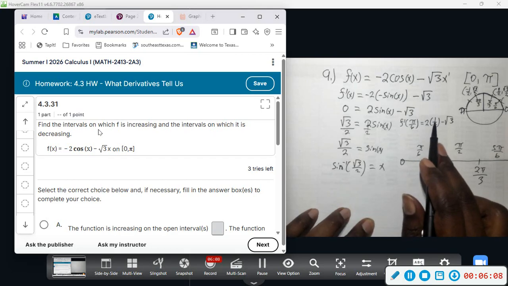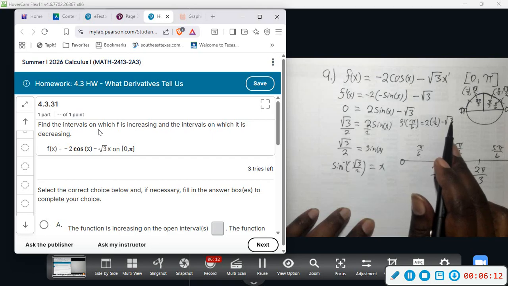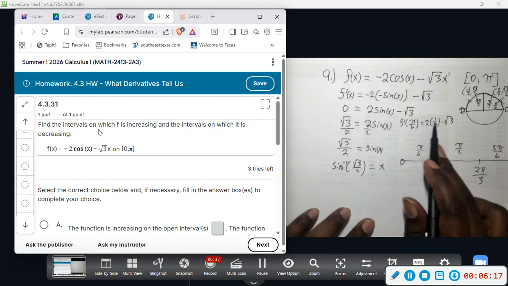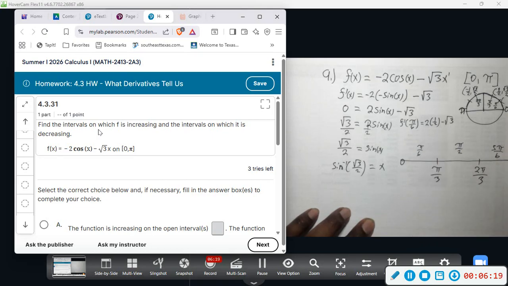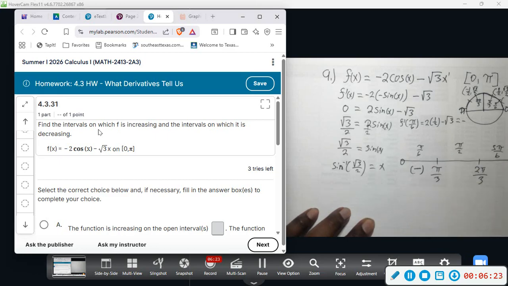Now, square root of 3 is going to be bigger than 1 because 1 times 1 is 1. And the square root of 3 is going to be a little bit bigger than 1. So I'll have 1 minus something bigger than 1 is going to give me a negative value. So this part right here is going to be negative.